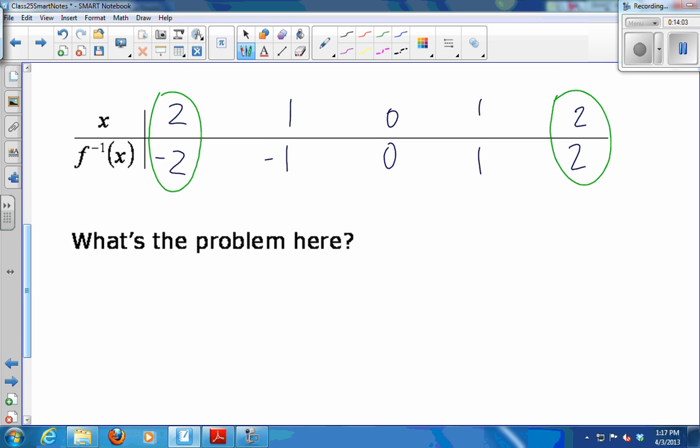Every other number works, yep, 1. It only takes one, though. It only takes one instance where a single input has two different outputs, and you declare the whole thing not a function. So you only have to circle one to show that it's not a function.